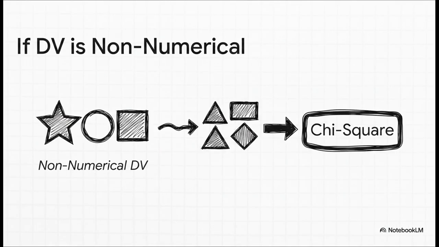Now, what about that other path? What if your dependent variable is not numerical? Maybe you're trying to predict something like voting preference. Democrat, Republican, Independent. That's a nominal variable. If your independent variable is also not numerical, like gender or race, then the test you're looking for is a chi-square. It's designed for one specific job, to look for relationships between categorical variables.